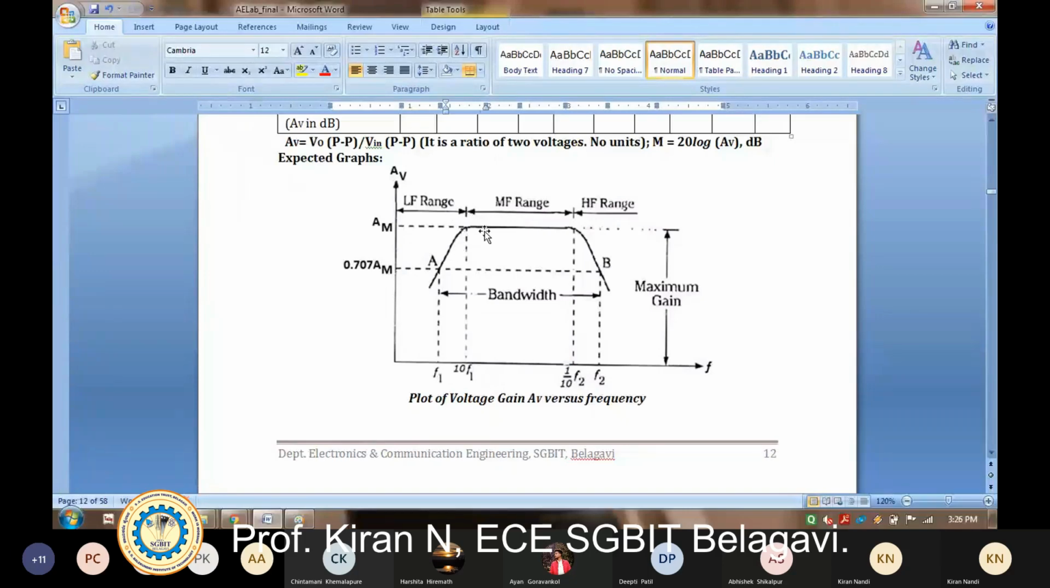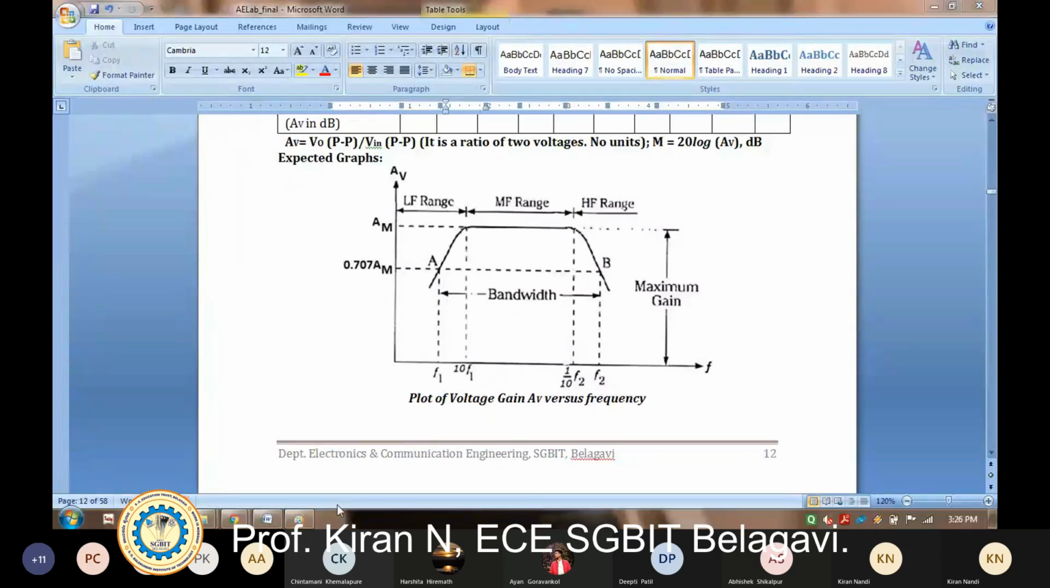Then if I continue increasing the frequency, what happens? The gain remains constant here. We refer to it as mid frequency, or middle frequency. So this is the middle frequency. Again, after some value, if I still go on increasing the frequency, the gain will start reducing again. You can see the graph is coming down here.